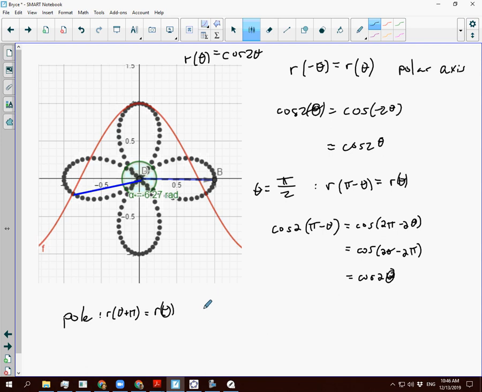And let's show that that's true. The cosine of 2 times theta plus pi is the cosine of 2 theta plus 2 pi. Sorry for the sloppiness. And that's, of course, equal to the cosine of 2 theta, because adding 2 pi will give you the same cosine as you had before. And so we do have symmetry with respect to the pole here as well. All right, I hope that's a reasonable explanation.